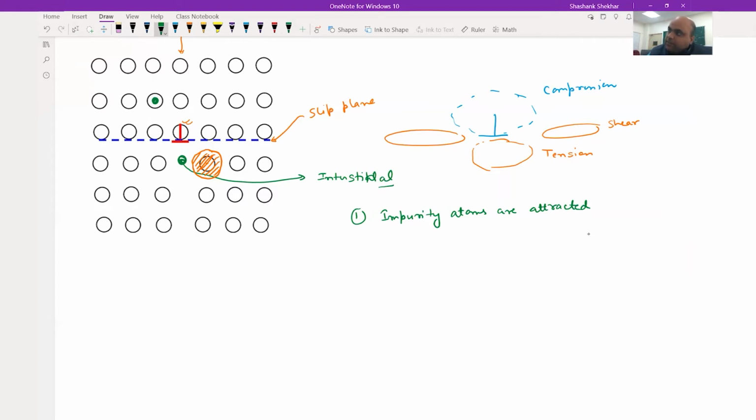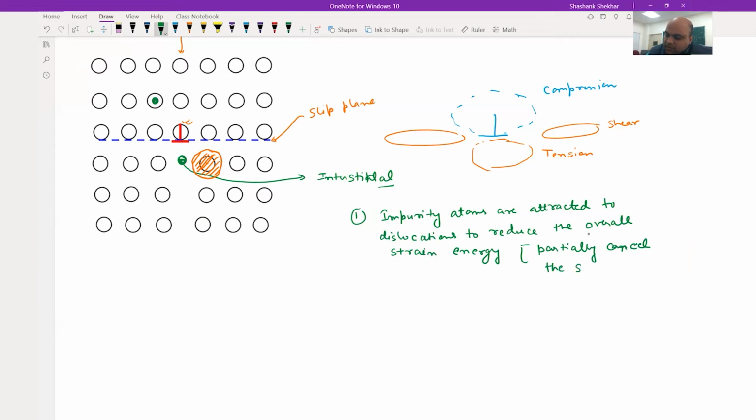So impurity atoms are attracted to dislocations to reduce the overall strain energy. If you see, they are actually partially cancelling the strain in the lattice.